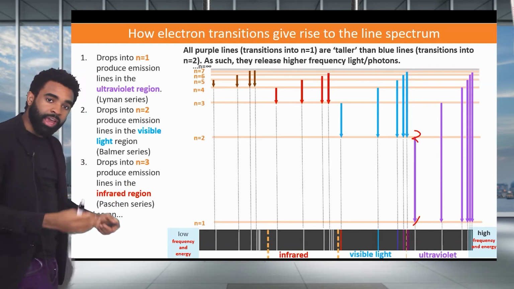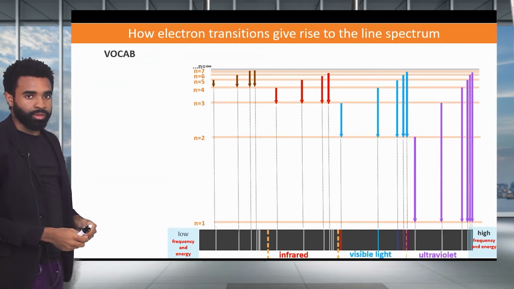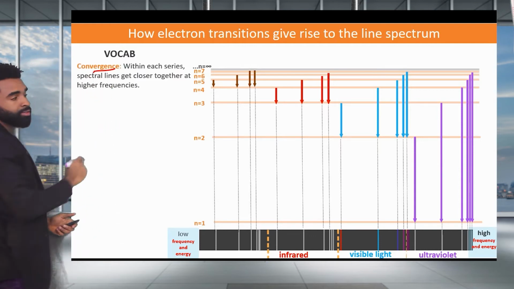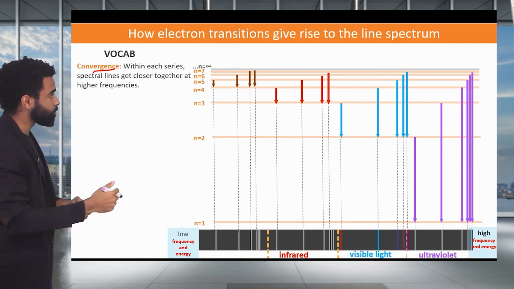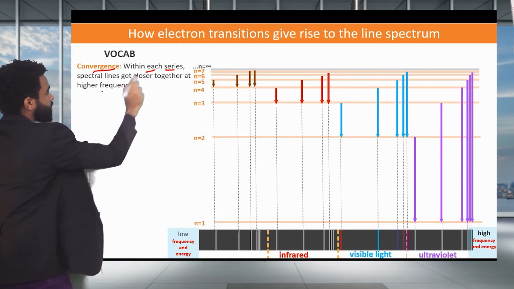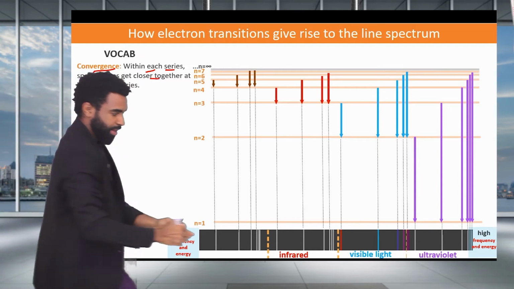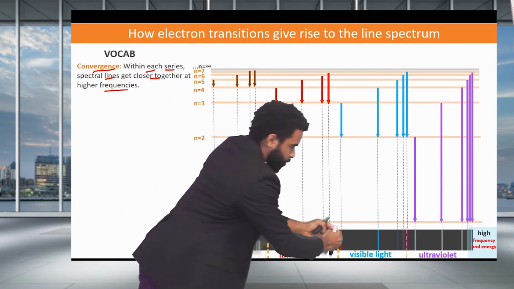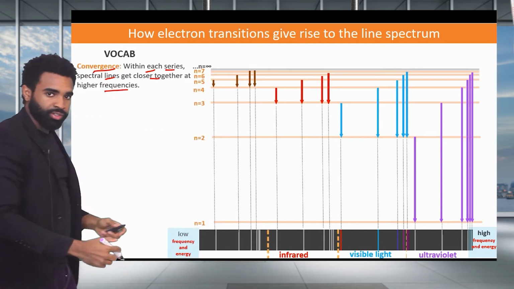Some important vocabulary that it's nice to look through in a detailed fashion. Convergence describes the phenomenon where within each series, spectral lines tend to get closer together at higher frequencies. It's pretty obvious what's happening there.